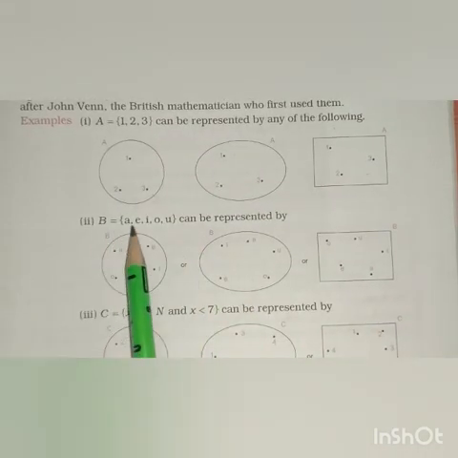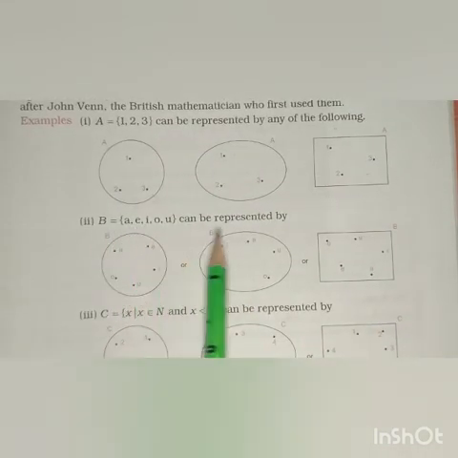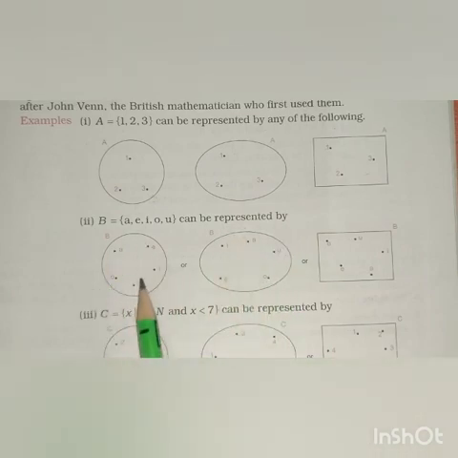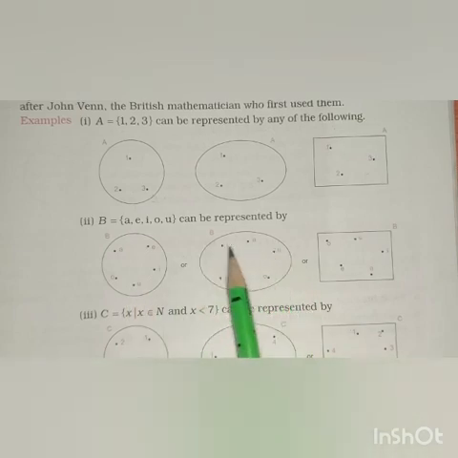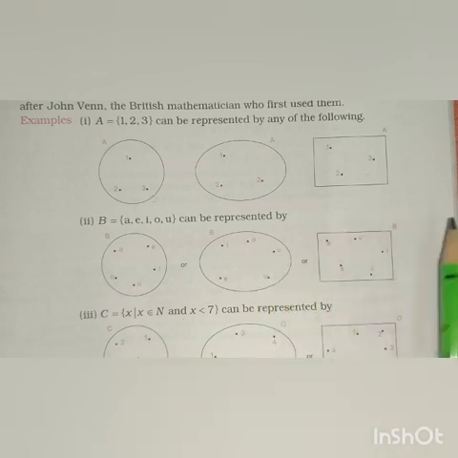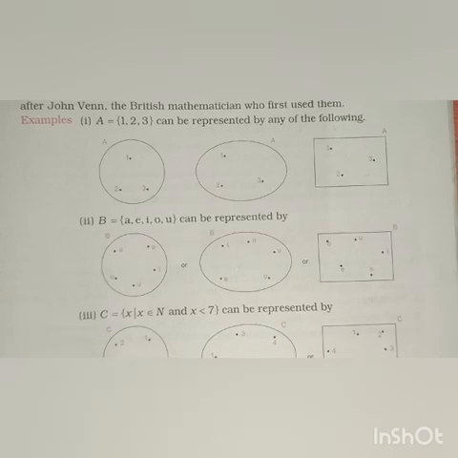Now set B is equal to A, E, I, O, U can be represented in a similar way: in circle, A, E, I, O, U, and in oval shape, A, E, I, O, U, and in rectangular shape also. When a set is represented by a diagram, the members of the set are usually shown by points inside the figure, whatever may be the figure, that may be a circle, oval or a rectangle. Okay.